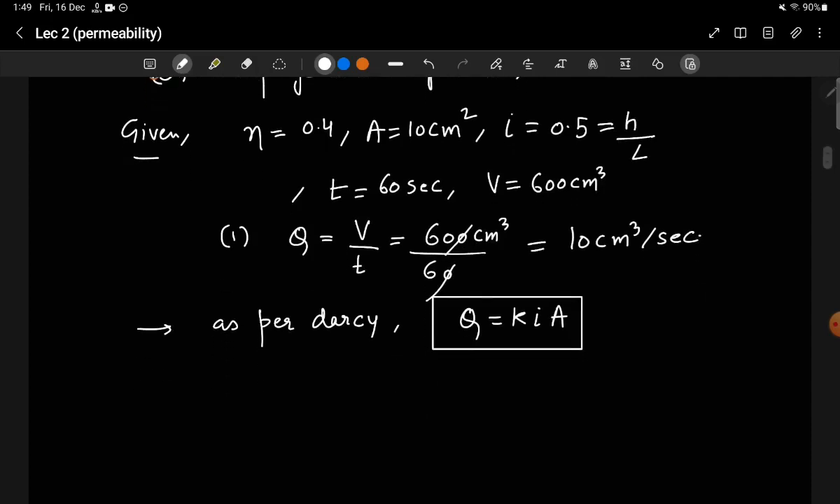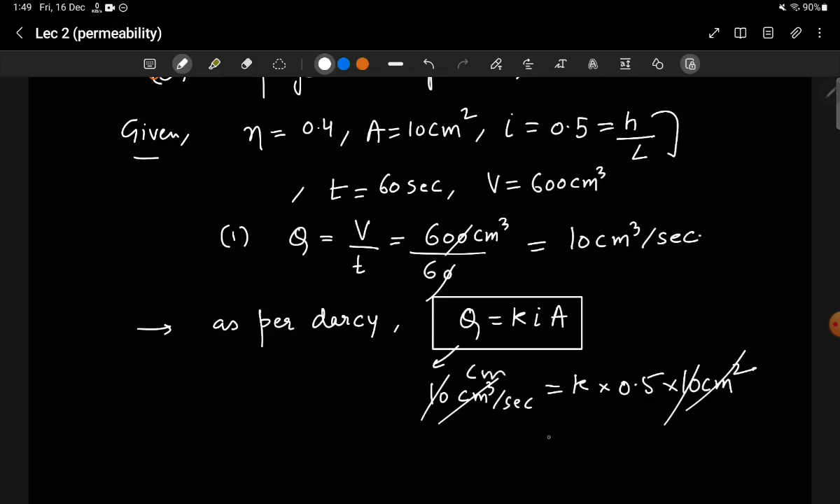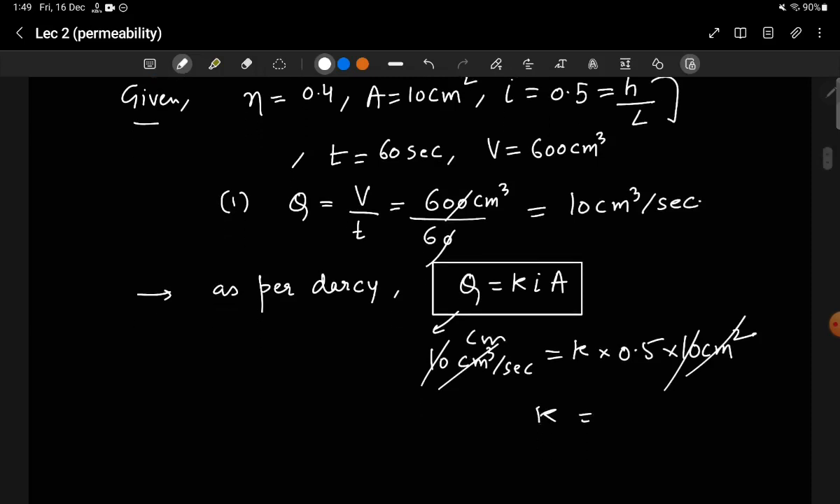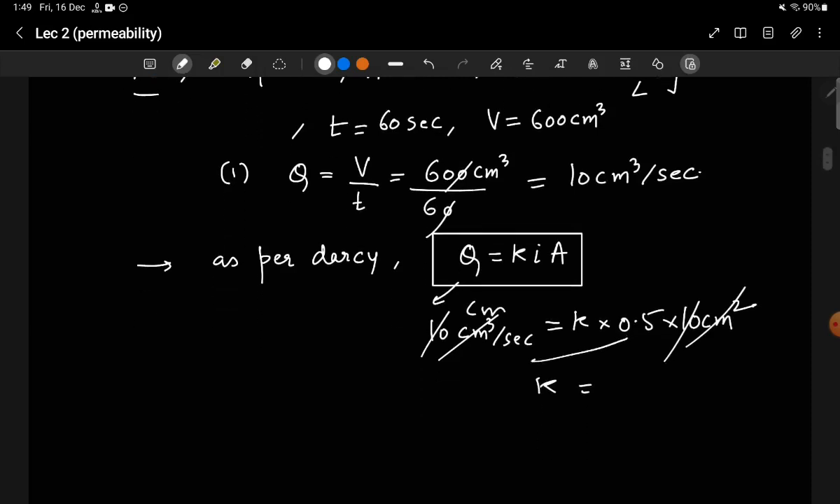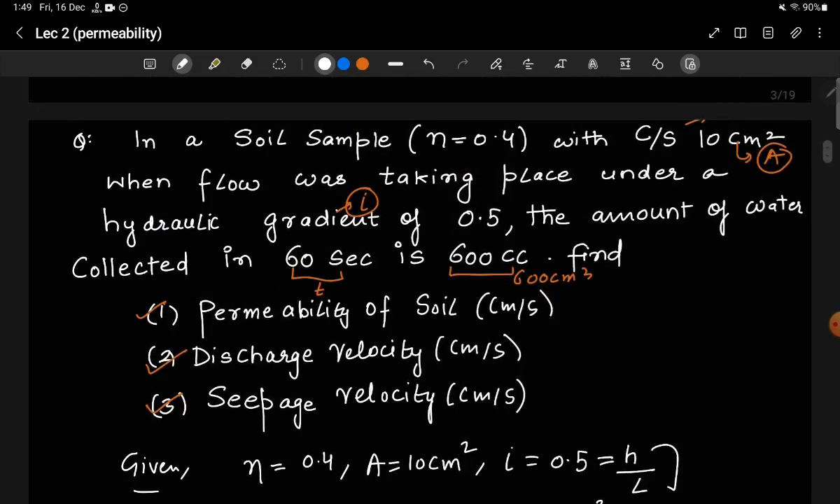So now we have Q as 10 centimeter cube per second. K is something we have to find out. i was given as 0.5 and the area given was 10 centimeter square. So the K we get here is nothing but 0.5 goes here, it becomes 2 centimeter per second. So the coefficient of permeability is 2 centimeter per second.